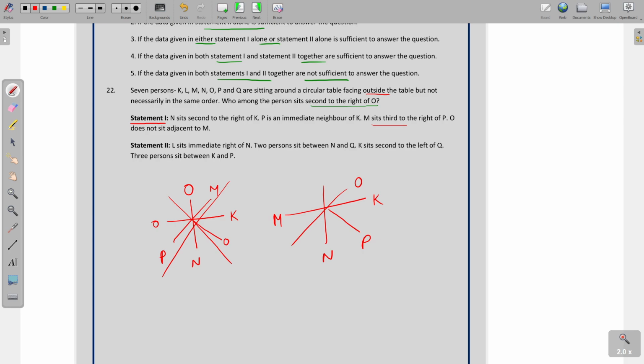Only from the second we get the exact place of O. What is the condition here? Who among the following persons sits second to the right of O? Second to the right of O, who is it? P is the answer. So from statement 1 we get the exact answer. Okay. So let us move on to the next one.